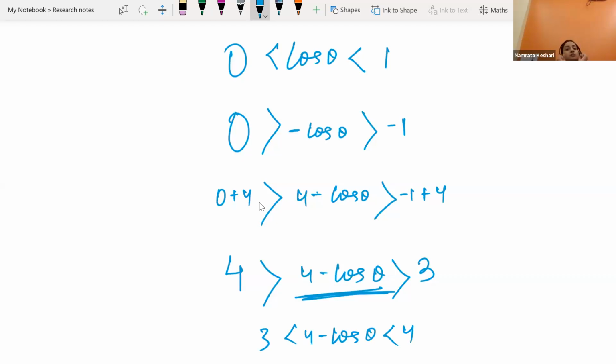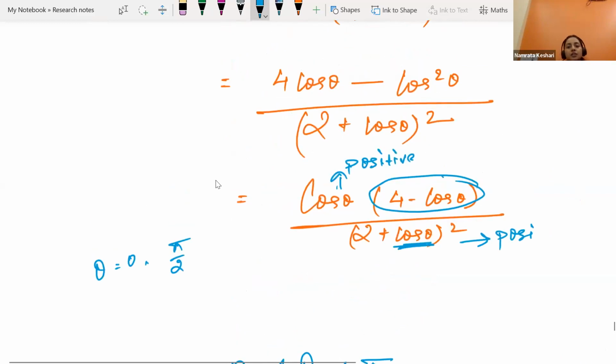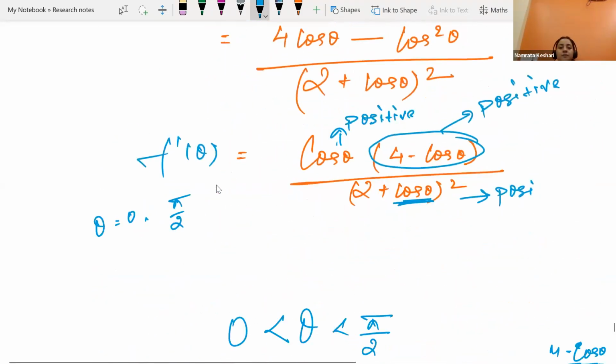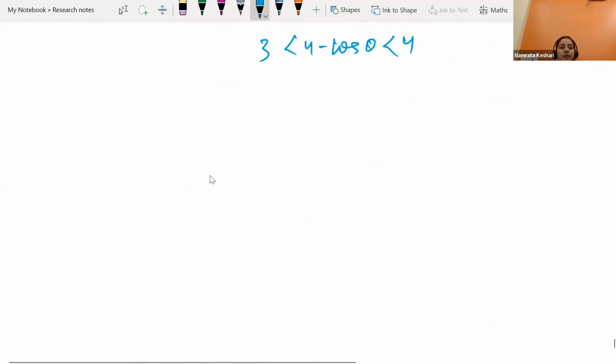That means this 4 minus cos theta is generating the positive result, right? Yes. In between 0 to pi by 2. That means if everything is generating positive result, this is also generating positive. That means f dash theta is greater than 0 in this interval, right? Yes. Hence increasing, getting it? Yes. Okay, any confusion so far, Fatima? No. Let's do a few more questions.